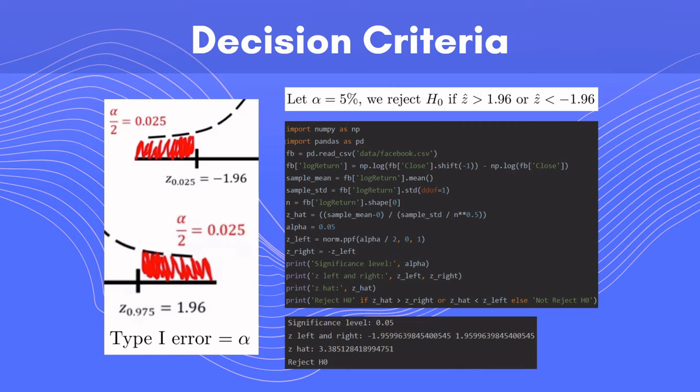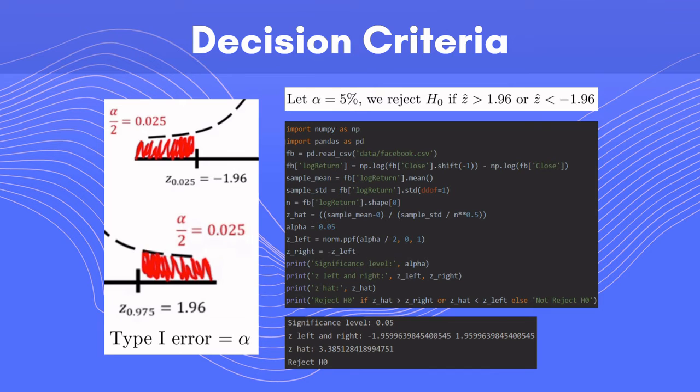Let's talk about type 1 error. Z hat is still possible to take values in the rejection region even if the null is correct, and mu is equal to 0. This chance is equal to alpha, which is 5%. In other words, we have a 5% chance to reject the null hypothesis wrongly. This is called a type 1 error, and the type 1 error is identical to the significance level. If the significance level, alpha, is small, then the type 1 error is also smaller.